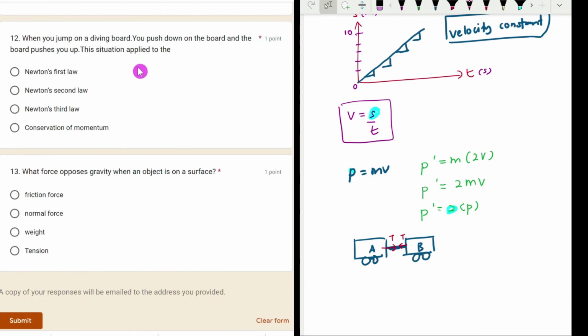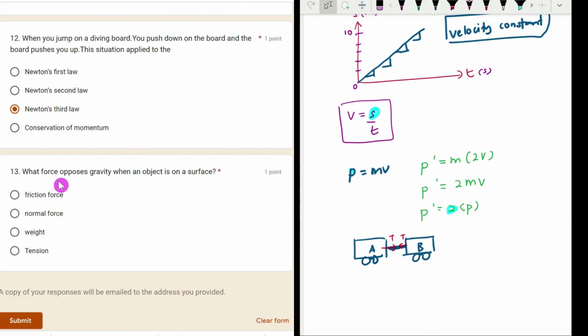12. When you jump on a diving board, okay, you push down on the board. You tolak ke bawah and the board pushes you up. This situation applied to the action-reaction force. Okay, so action-reaction force merujuk kepada Newton's third law. Very easy. Dia kata you tolak ke bawah akan ada satu, iaitu force from the board on you will push you up. So dia relate kepada Newton's third law.